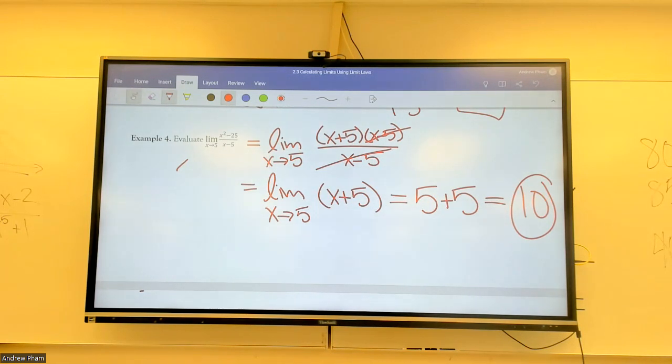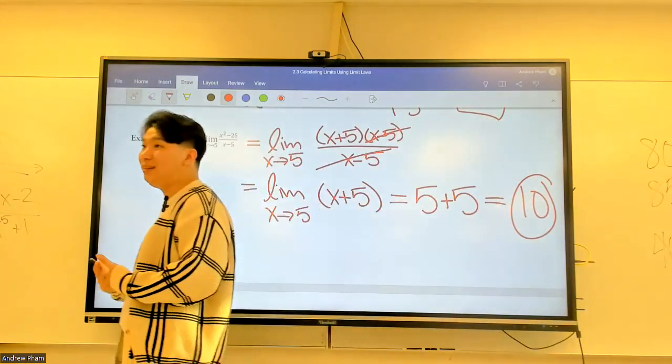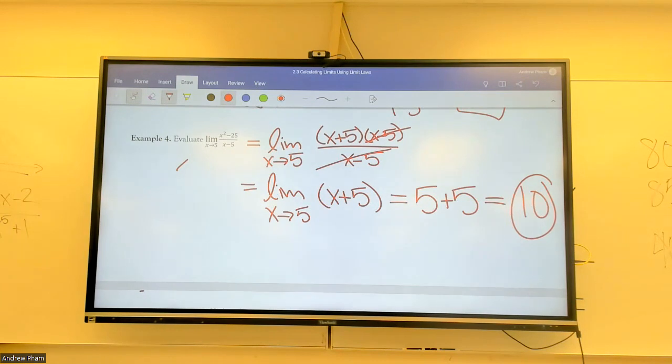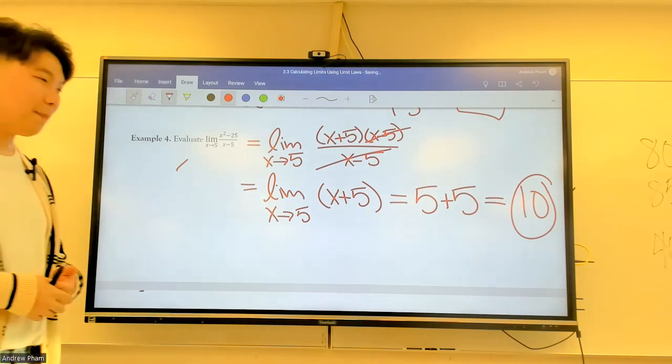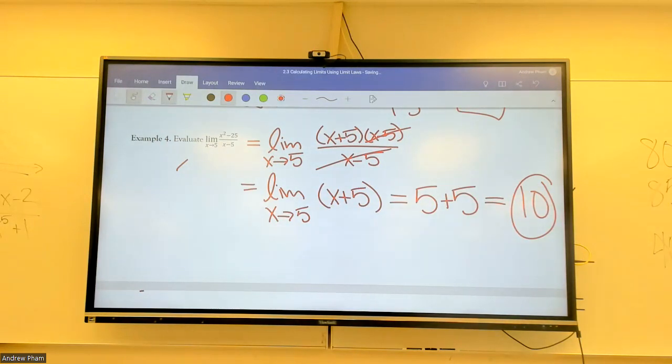We finished this limit. So in other words, if it's possible to factor and cancel out our problem, then that's what we'll have to do. But otherwise, I always recommend try to see if you can plug it in first. If you can plug it in right away and get a nice answer, then we're done. If I can't, maybe I can factor and go from there and cancel out the problem. Any questions about example 4?